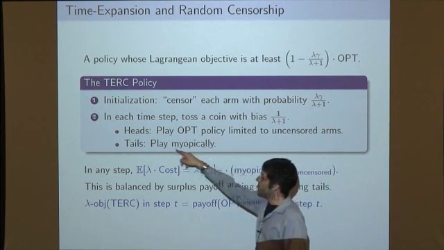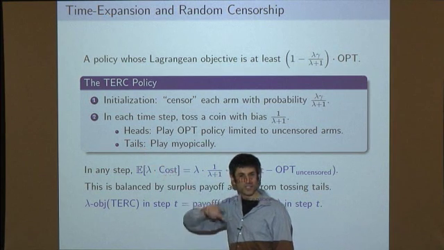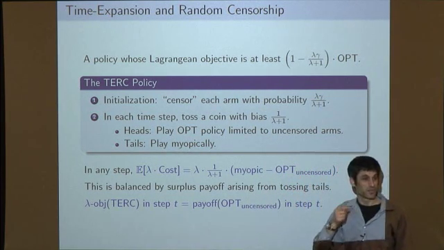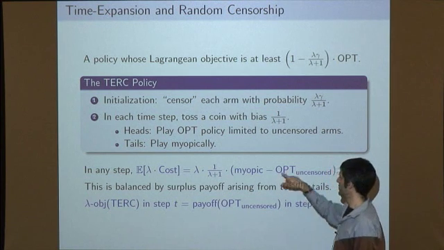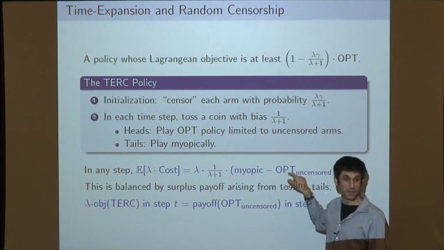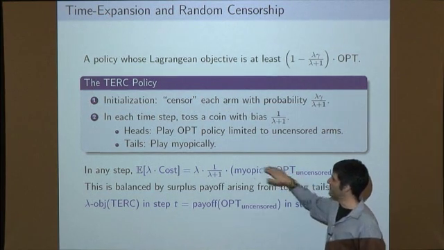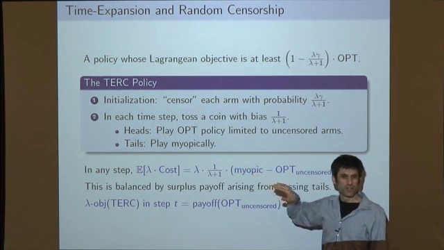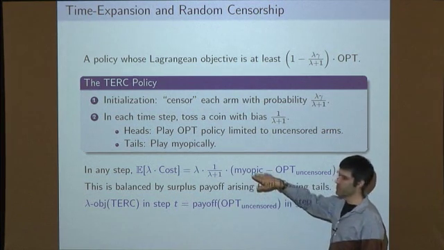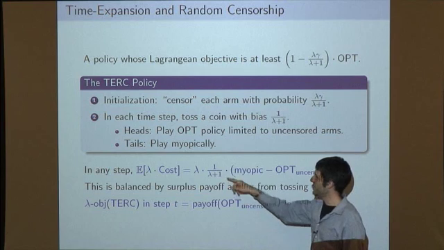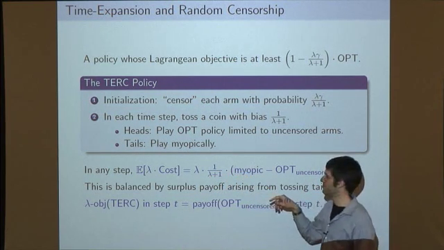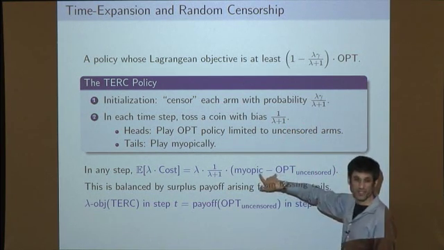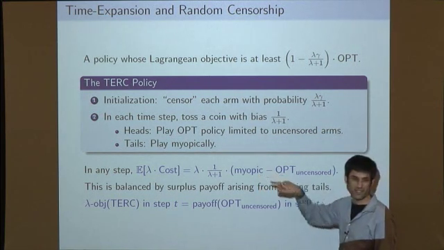Now, in the remaining time steps where you tossed tails, you actually got some surplus reward above what the optimum policy on the uncensored arms thought it was going to get. That is to say that had you been playing this restricted optimal policy, you would have gotten this payoff, but instead you told people to just play myopically, and they got, in expectation, a higher payoff. So in terms of the Lagrangian objective, that surplus when you toss tails exactly cancels this deficit that you get when you toss heads. Because tails comes up with probability lambda over lambda plus 1. And when it comes up, the surplus that you get in your Lagrangian objective is this thing in parentheses.